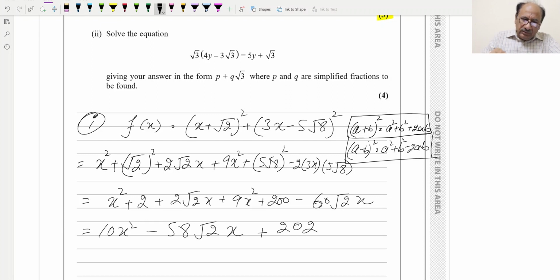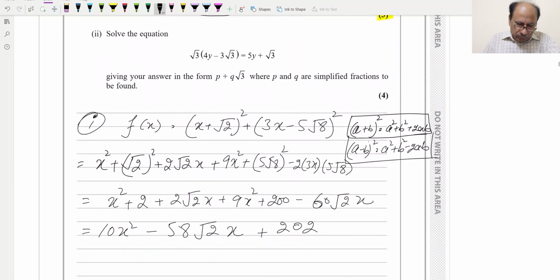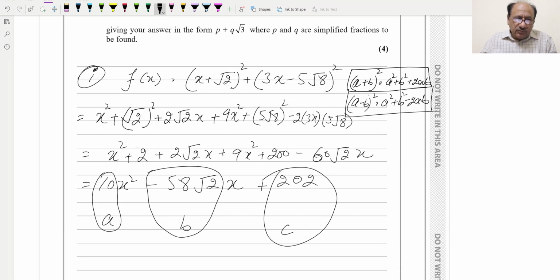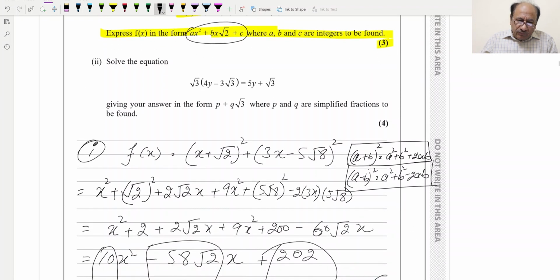And now we have to write it in this format. They're saying ax squared plus bx plus c. So we can write the a value, the b value, and the c value. So a is equal to 10, b is equal to minus 58 root 2, and c is equal to 202. This will be our final answer which we were supposed to find, and it was a 3-mark question.